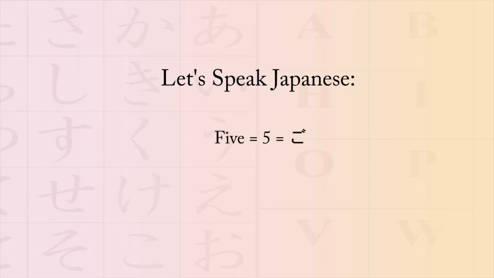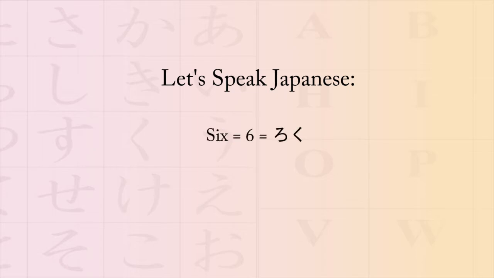Okay, so next we have the number 5, which in Japanese is go. So it uses the letter ko with two dots on it. And when you put two dots on the letter ko, then it becomes go. So ko, of course, is from the column ka ki ku ke ko. And when you put two dots, it becomes go. So the number 5 is pronounced go. Not go as in I'm going somewhere, but a very short go.